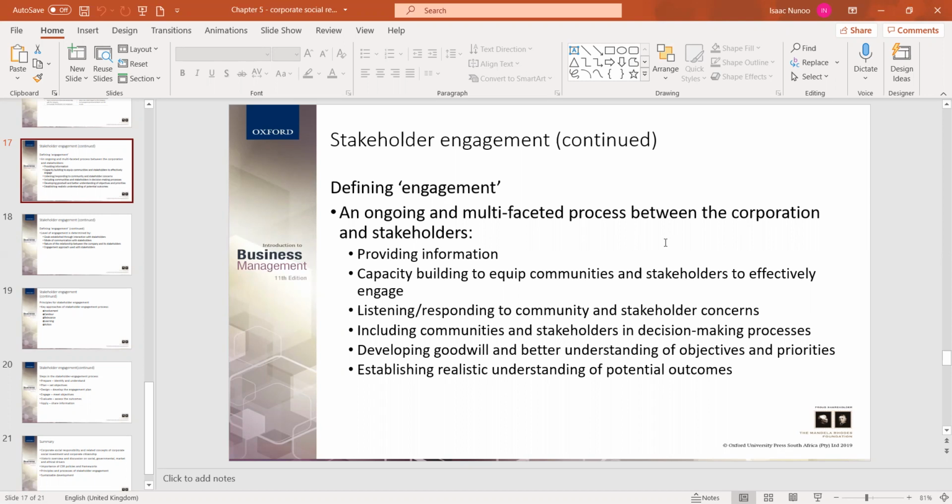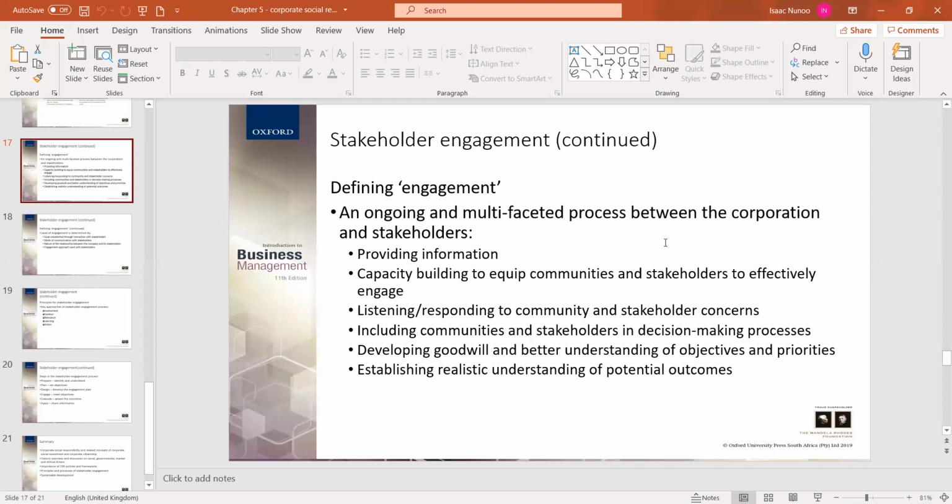So you must provide information, and you must build capacity to equip the community and stakeholders for effective engagement. It's not just about providing information, but making sure you give them the understanding and the training so they can appreciate how to engage with your company so that your company can thrive. If you are a business selling machines to certain farmers, it's not just about providing the machines, but you also have to engage them and train them in the use of the machines so that they can be more effective in their engagement with the company. That is what we term capacity building, the ways of making sure you build them up.